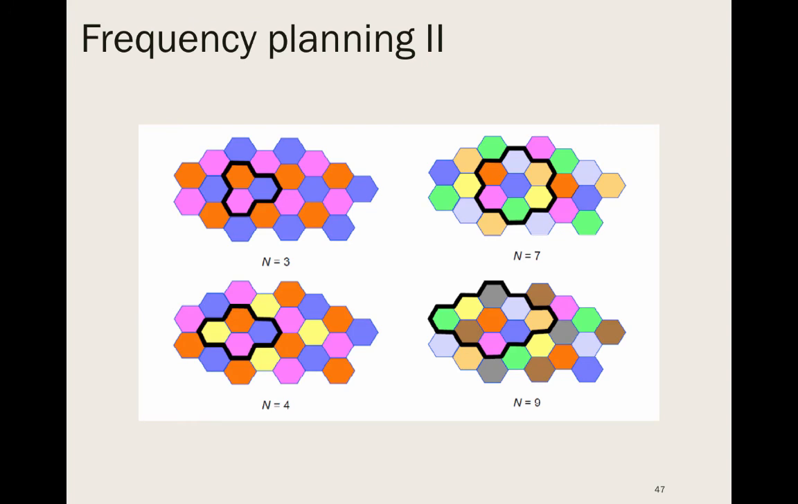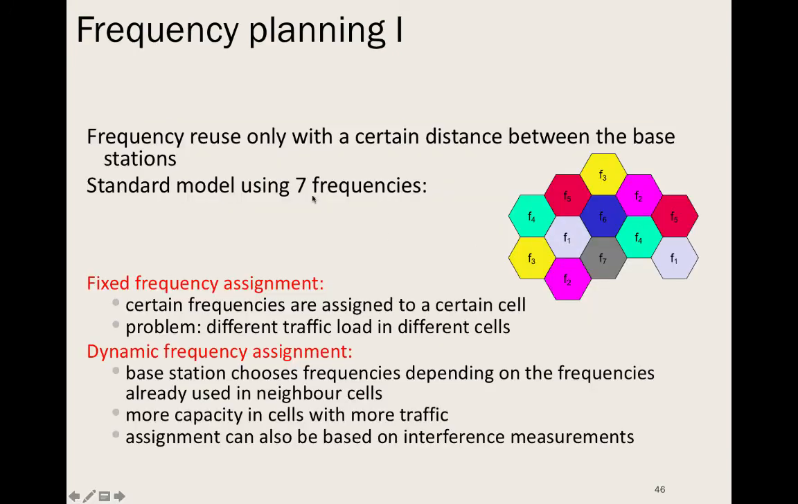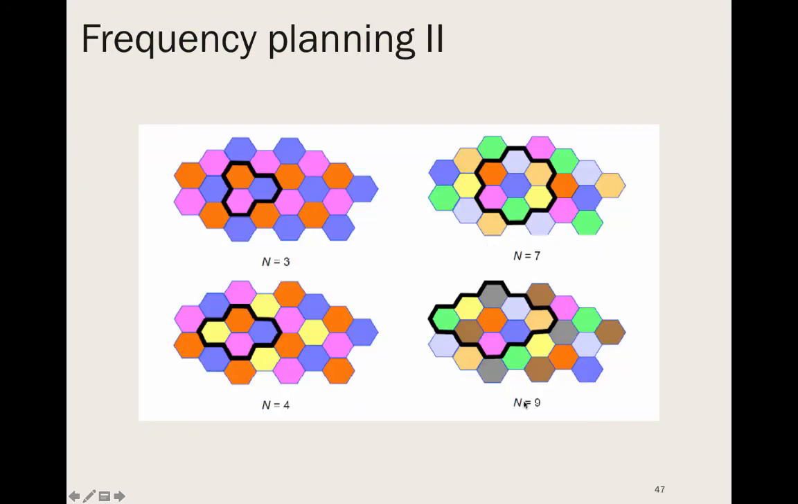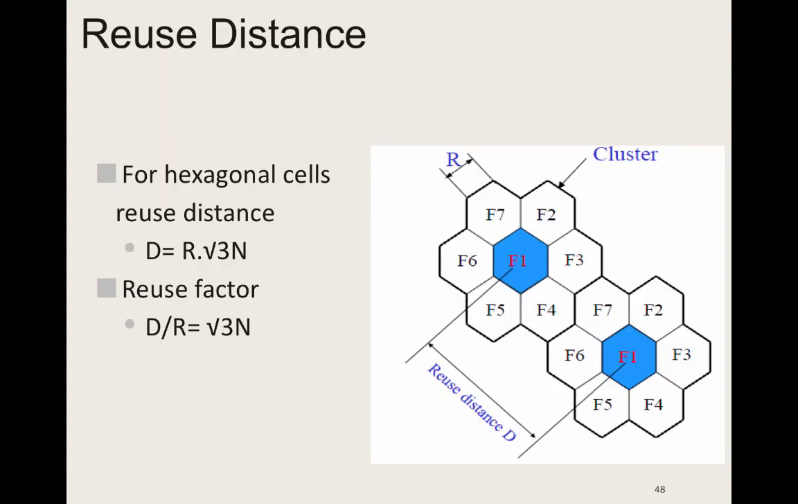And these are some examples if the size of the standard model is 7 frequencies, if you use 3, 7, 9 or 4. To reuse the same frequency, we need to calculate the reuse distance, or D, by multiplying the radius of the hexagon, or R, with the square root of the frequency count times 3, and the reuse factor is D over R.